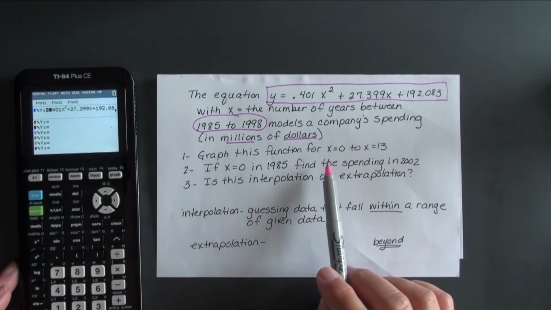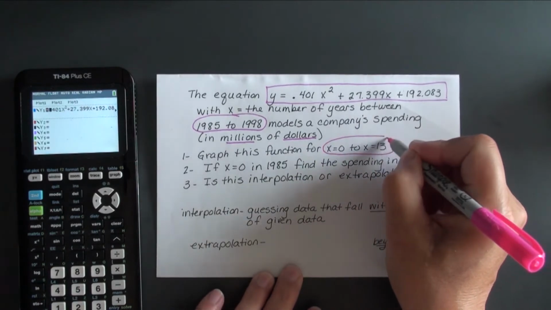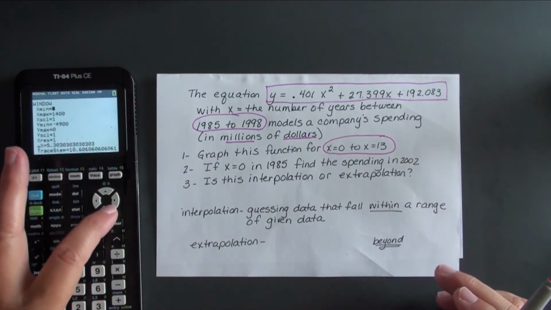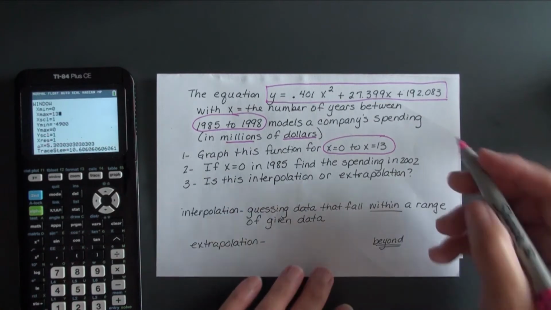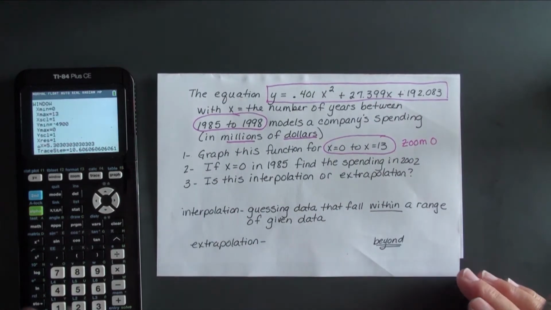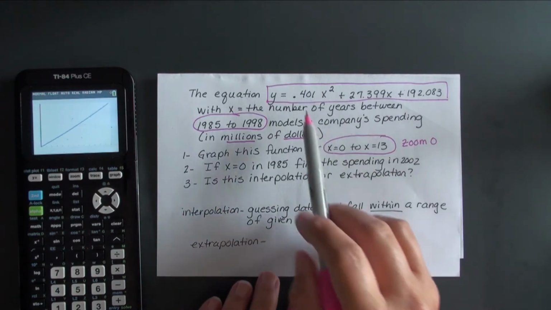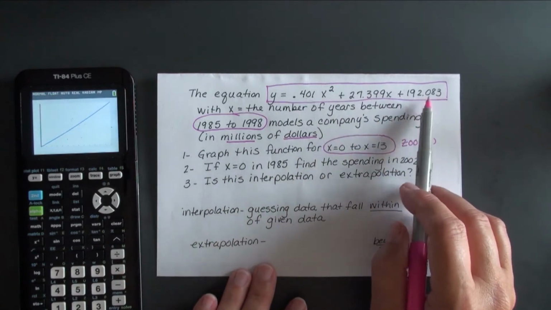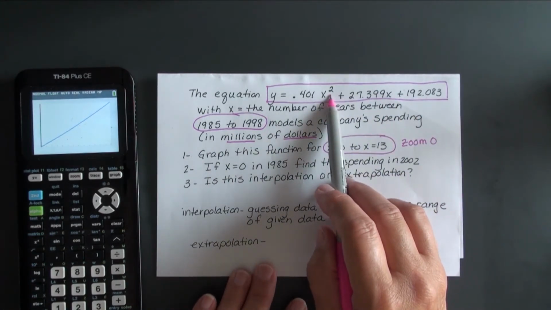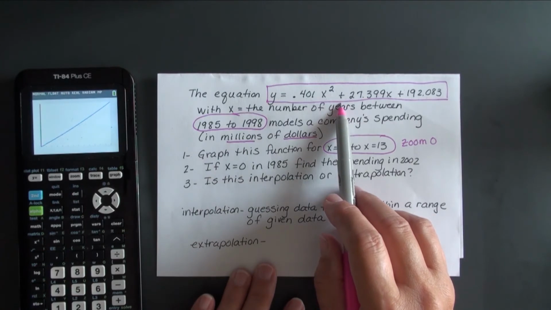And then it says to graph this function for x equals 0 to 13. So remember, anytime you know your x values, you go to your window and put those in, 0 to 13, and then you press zoom 0 or zoom fit. So zoom 0. Now we know that this is a quadratic function because it has an x squared as the largest exponent and that it opens up. Our window is only showing a portion of that quadratic function.